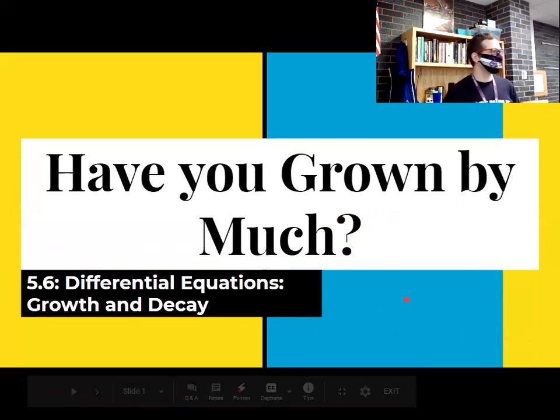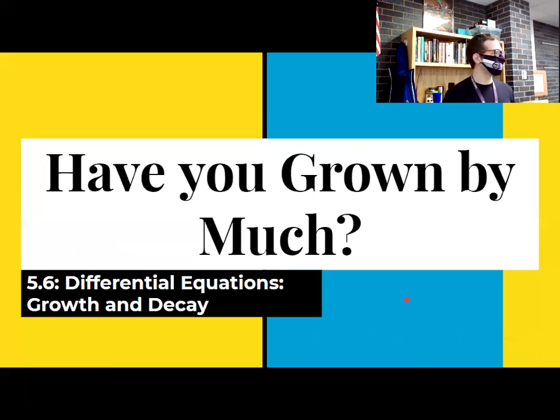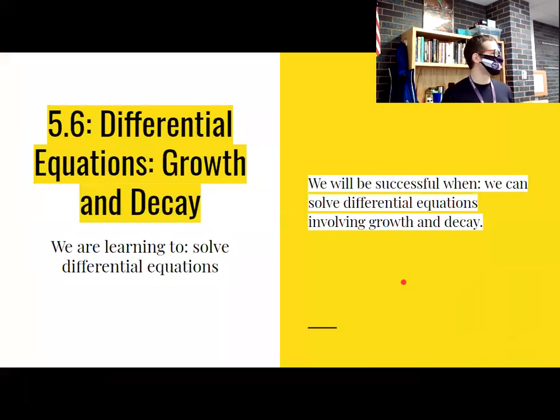All right. Differential equations, growth, and decay. So today we're learning to solve differential equations. We'll be successful when we can solve differential equations involving growth and decay.